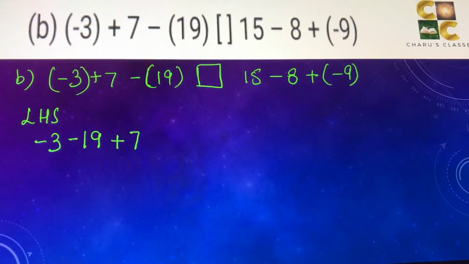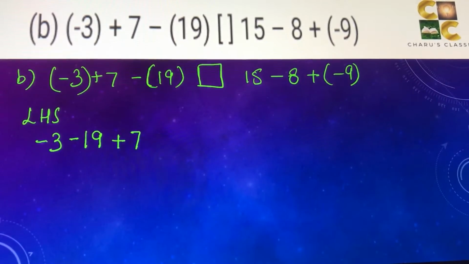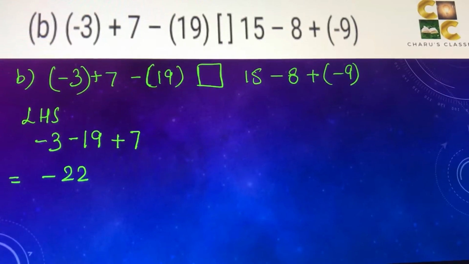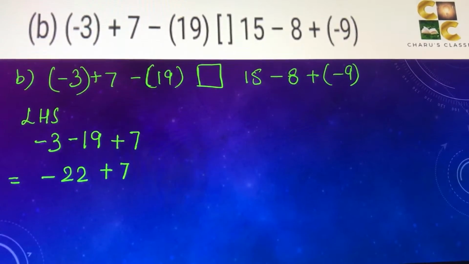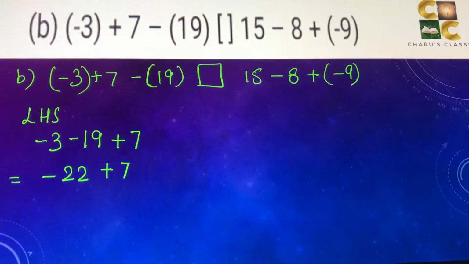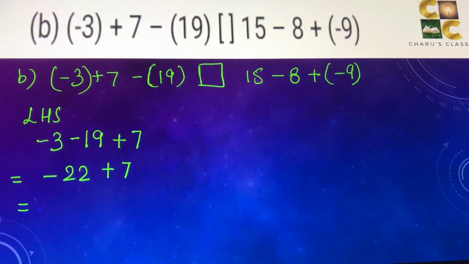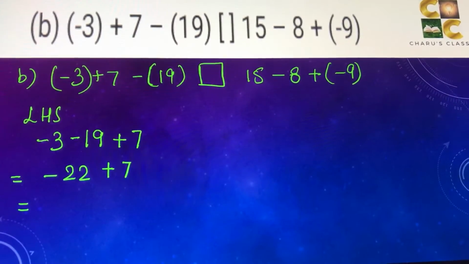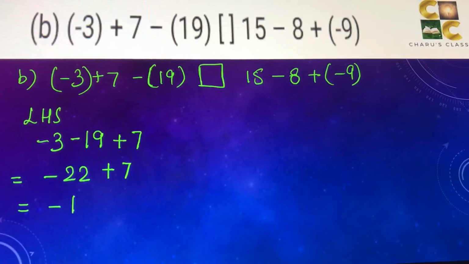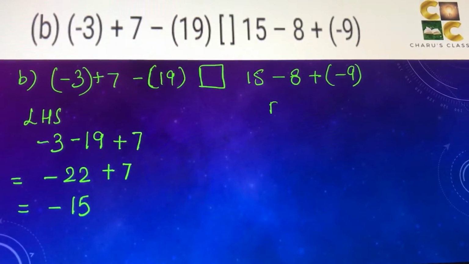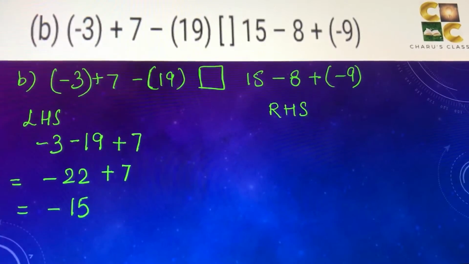तो हम 19 को सामने ले आते हैं and 7 को पीछे ले जाते हैं. Now -3 and -19, that is -22. Two negative numbers, they get added up with the negative sign. Now there is one positive, one negative. So we will subtract and the sign of the bigger looking number will come. So 22 minus 7, that is 15, and with a minus sign. This is -15. Now let's take up the right hand side.